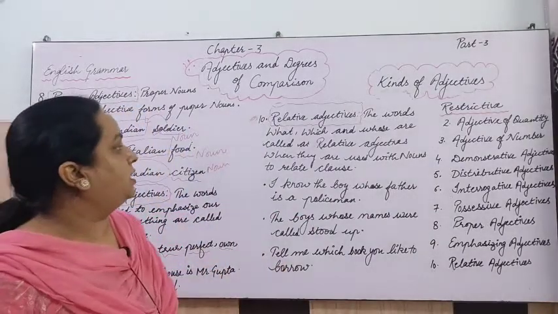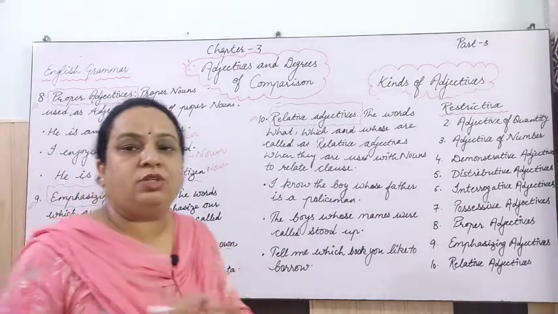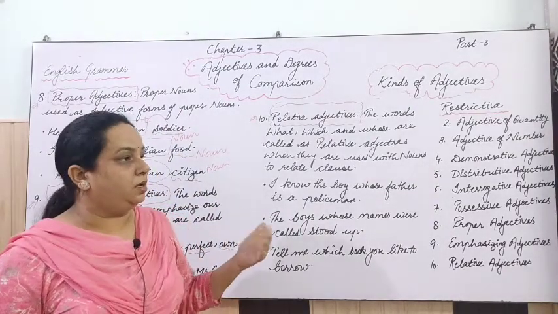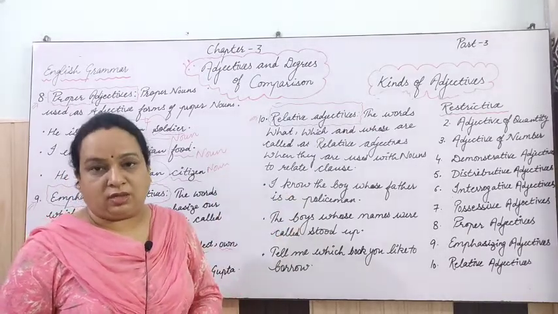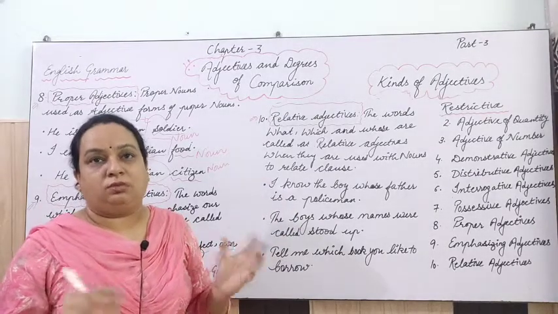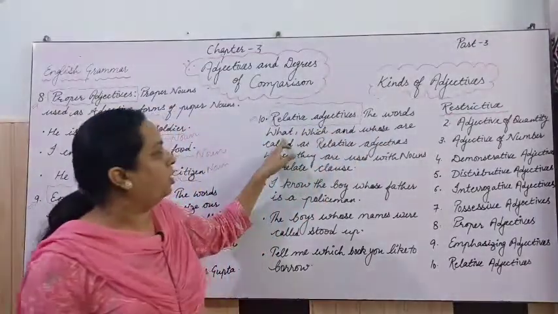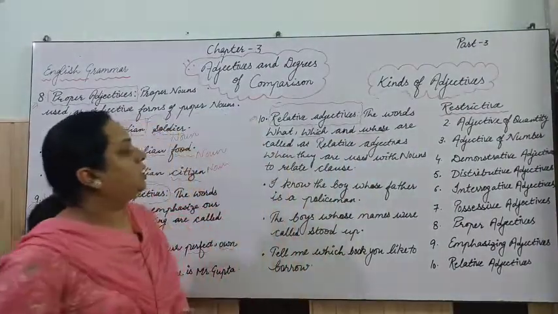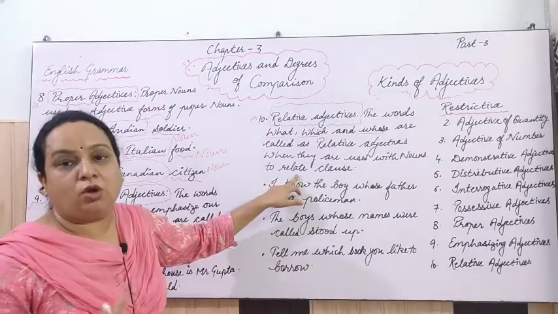And the last for today is relative adjective. So relative is what? When this word relative comes, it is something which joins two things together. When we did pronouns, there also we got these words, right? And the difference is that there they were not followed by nouns. They are not combining the nouns. But here, these words are combining the nouns in the clauses. So let's see what that is. Relative adjectives: the words what, which, and whose. What, which, and whose are called relative adjectives when they are used with nouns to relate clauses.